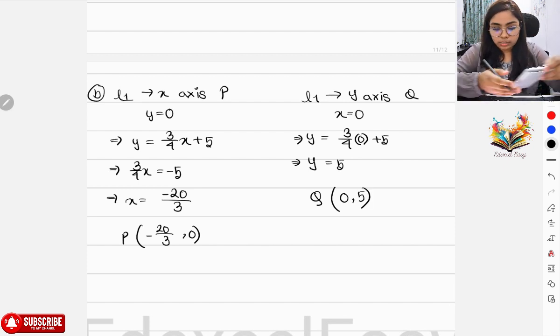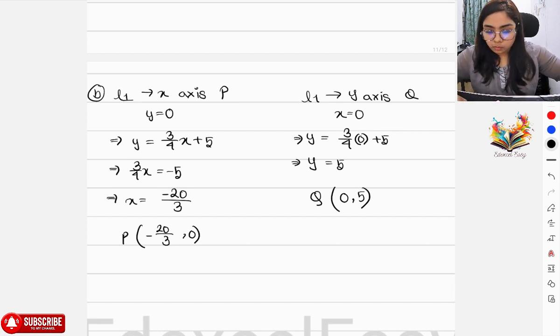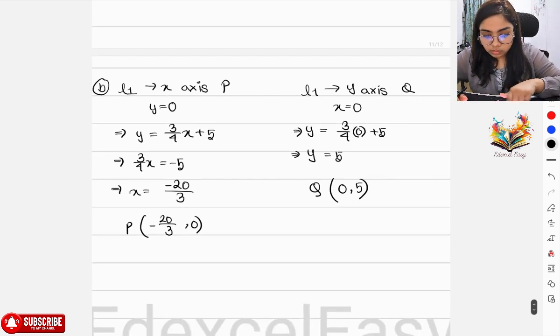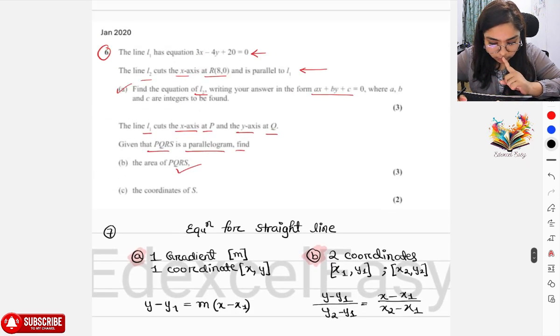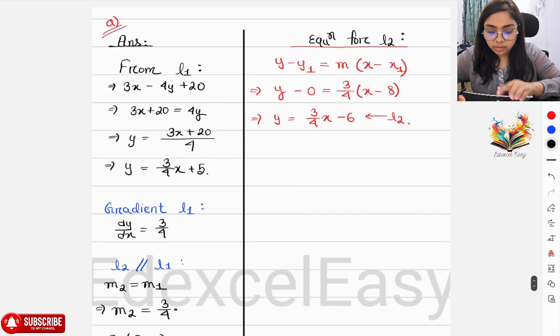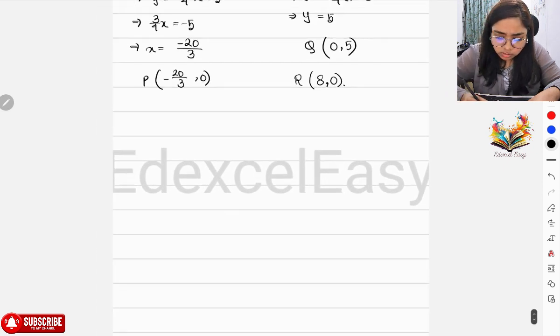Now let's just draw a visual diagram. For example, what is exactly 20 by 3 in decimals? Let me see. This is 6.67 approximately, negative. Let me just go back to the question once more. It cuts the x-axis at P, cuts the y-axis at Q. Okay, so let's draw a visual diagram, like how they would represent it on a graph. It was already stated R was 8 and 0. Just a simple sketch, nothing to be very specific with coordinates.